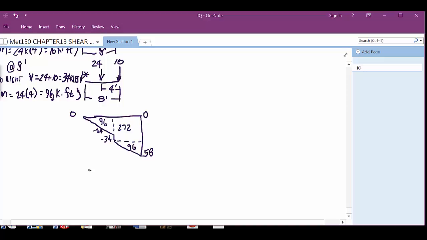I'll draw my moment diagram now. At this point right here, it's 96. At this point right here, it is, bless you, minus 464. So you get an arc there, a terrible arc, and an arc there, because they are that evenly distributed load.